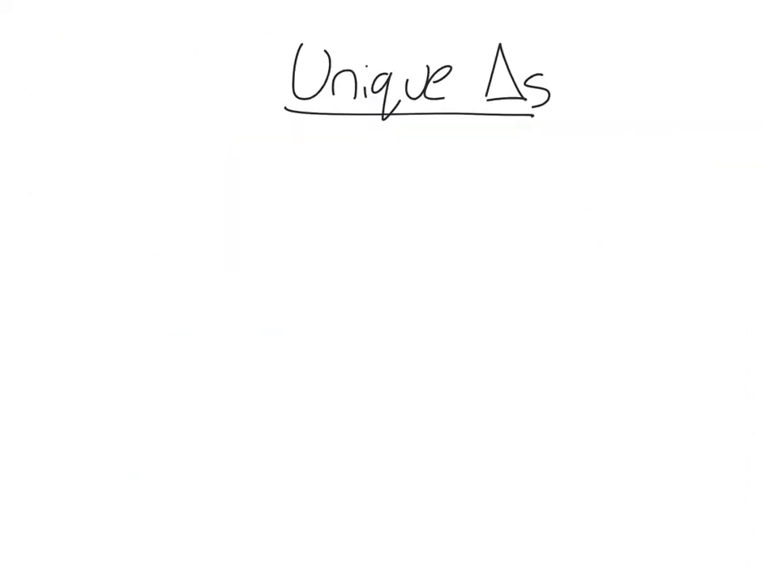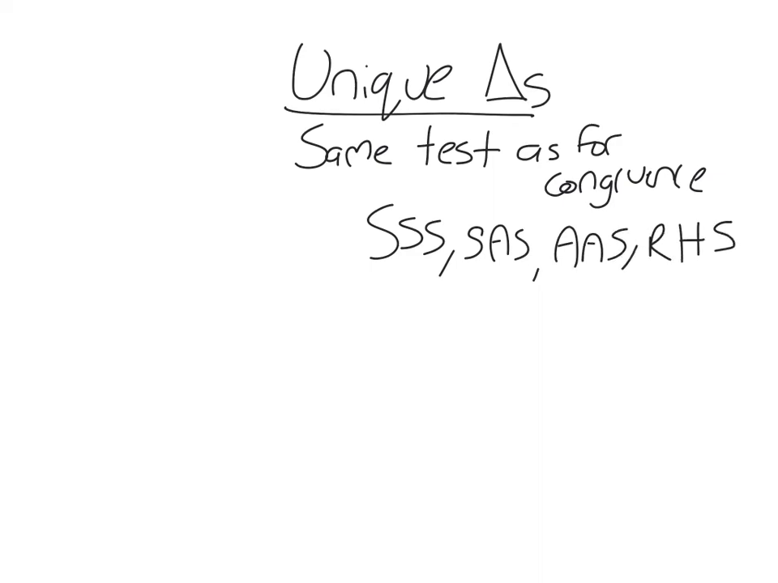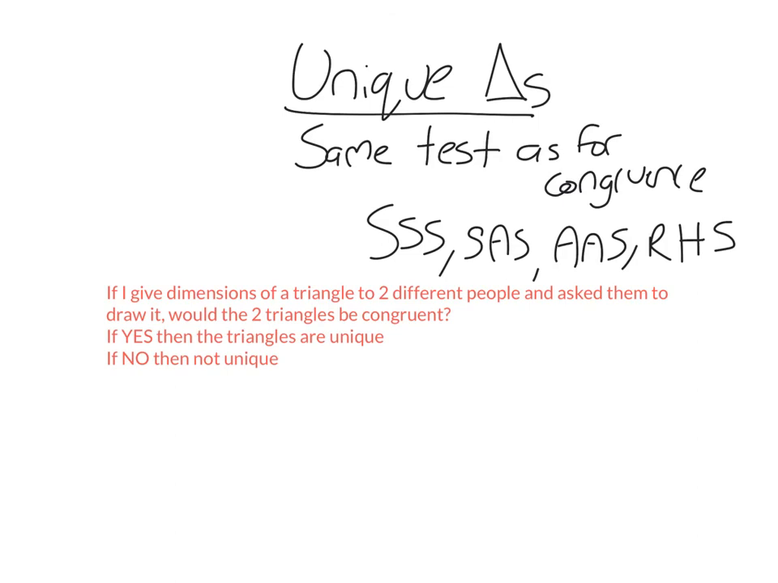So I'm just going to briefly go through the concept of unique triangles, and we actually use the same test. We want to test whether a triangle is unique, same test as for congruence. So remember those 4 tests that I went through before: SSS, SAS, AAS, and RHS. So the way to think about unique triangles is this. If I gave dimensions to 2 different people and asked them to draw me a triangle, would the shapes they draw be congruent? So this is the definition of unique triangles that I've given in the red text there.